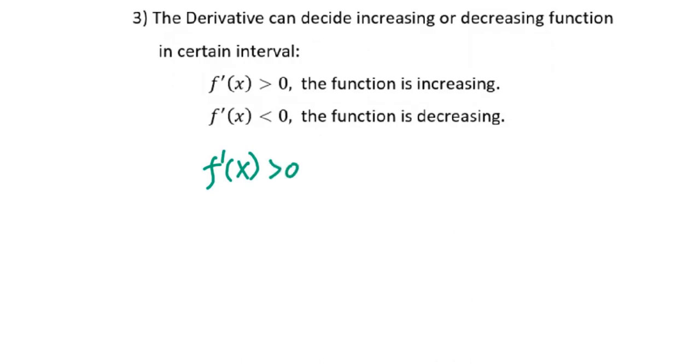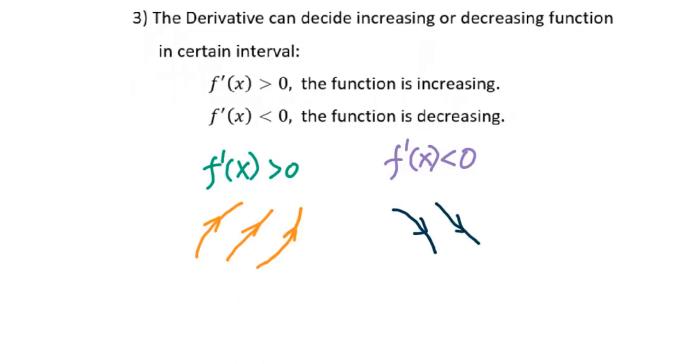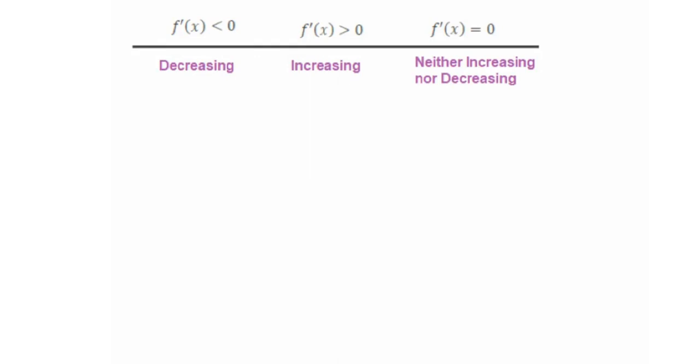Now let's talk about when the derivative is greater than 0. What kind of graph will you find? We call this a quadratic pattern increasing. Then you have a linear pattern increasing or exponential pattern increasing like this. For the derivative less than 0, we know that it's a quadratic pattern decreasing, and then linear decreasing, or it will be exponential decay.